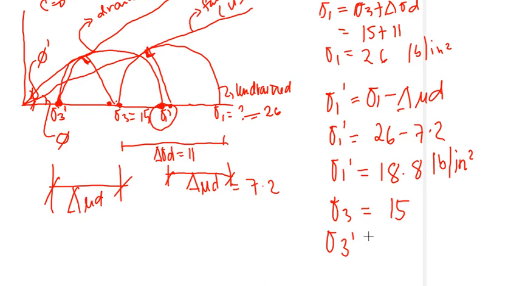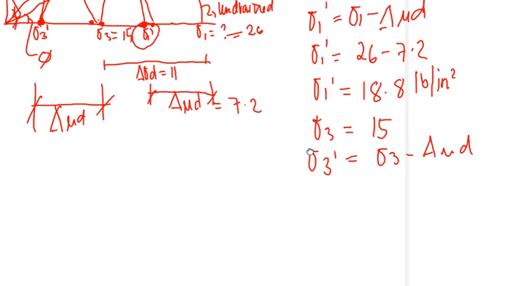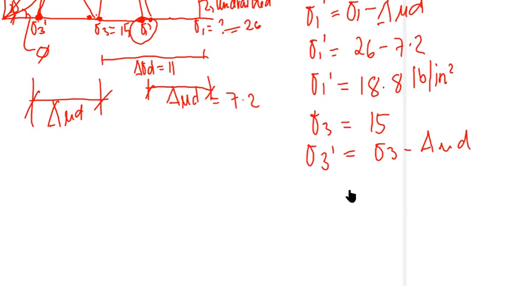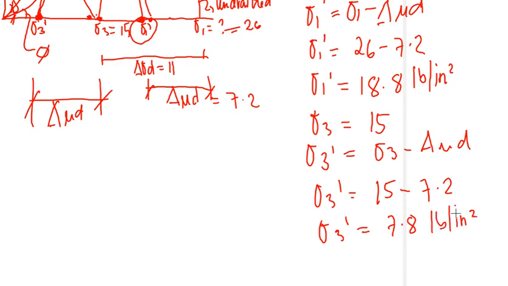So, yung sigma 3 prime natin, yung effective, is equal to the value of sigma 3 minus yung value ng ating pore water pressure, that is 7.2. So yung sigma 3 prime natin is equal to 15 minus 7.2 pounds per inches squared, that is equal to 7.8 pounds per inches squared.